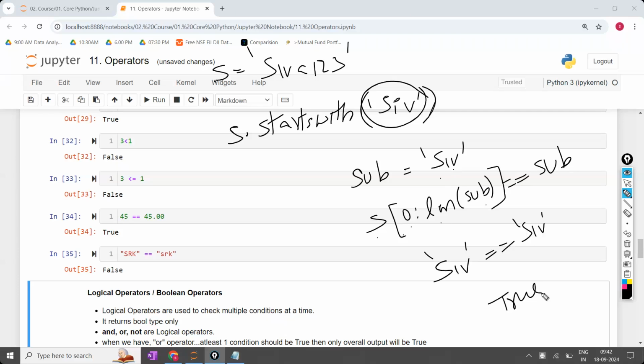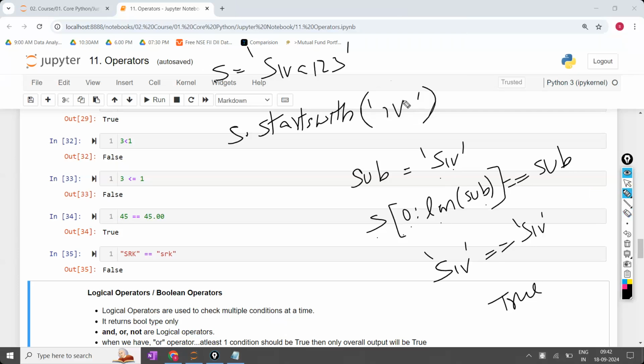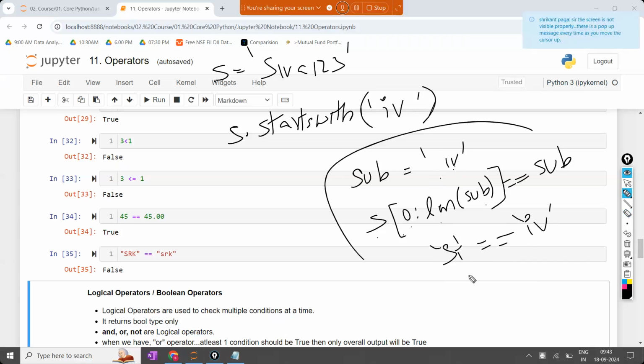How many characters are you writing here? For example, here you write only the starting letters I and V. Now tell me, according to the code, what is the output? First, what is stored in the substring? I and V. What is the length of the substring? 2. 0 to 2 means what will be extracted from the main string? Yes, I. And your substring is what? IV. Are both the same? No. So that is the reason it gives false. This is the code in the backend.